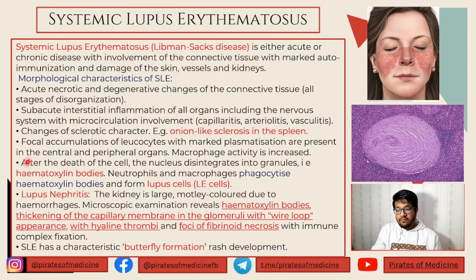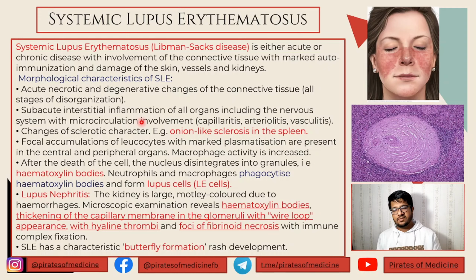Other than that, we have the accumulation of hematoxylin bodies. Hematoxylin bodies are nothing but, after the death of cells, the nucleus disintegrates into small granules which are called hematoxylin bodies. The neutrophils and macrophages surrounding these cells eat up these hematoxylin bodies, and now these are called lupus cells or LE cells. If SLE involves the kidney, then this special condition is called lupus nephritis.